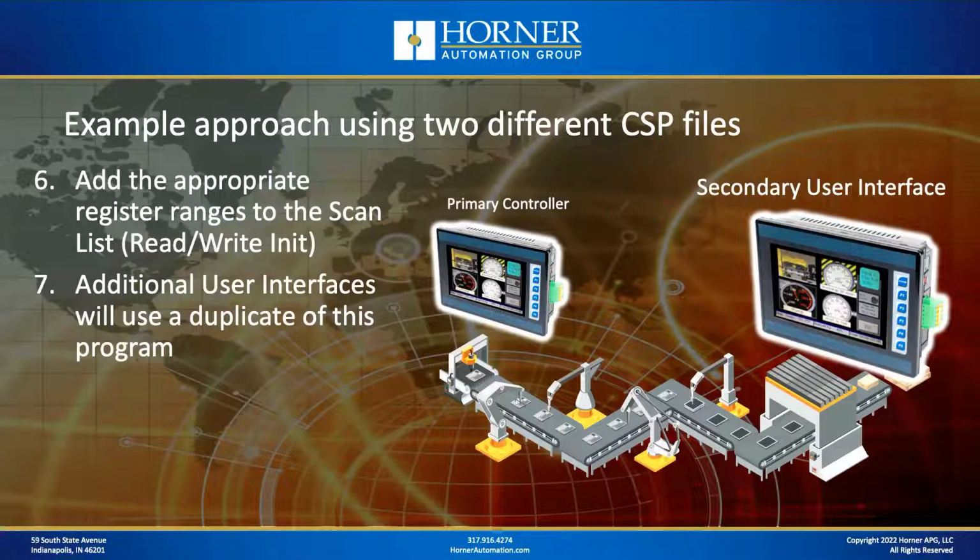Next, we're going to go into the scan list of the Modbus TCP client in the secondary controller and add the appropriate register ranges for reading and writing from the secondary controller to the primary controller. Now, if we happen to have more than two controllers in the application, a primary and a secondary, if we have multiple secondary controllers, they're all just going to use this secondary program that I just talked about.